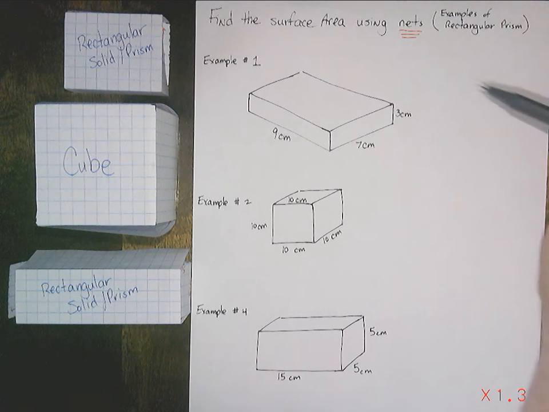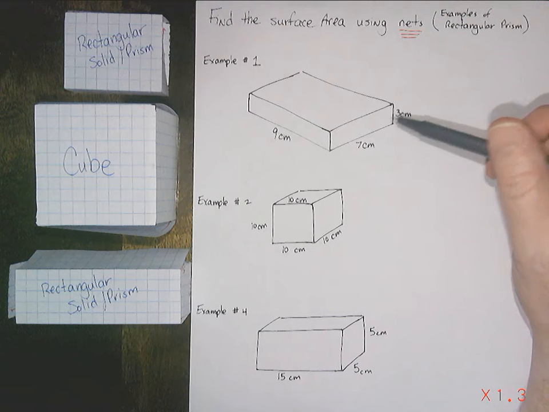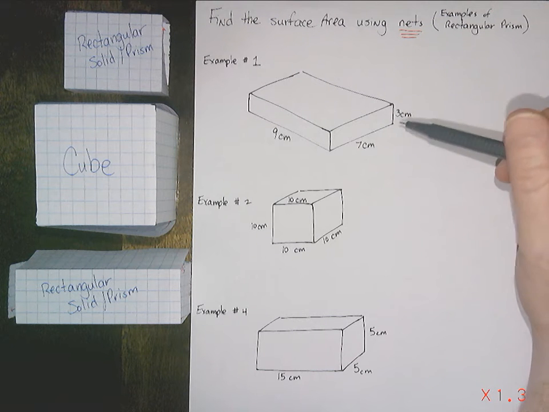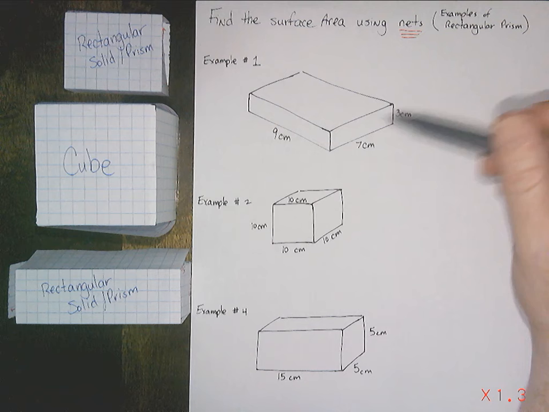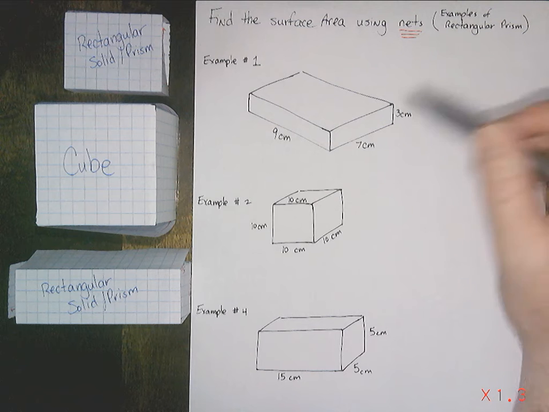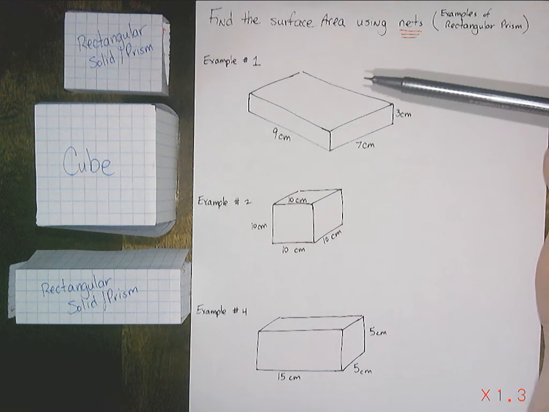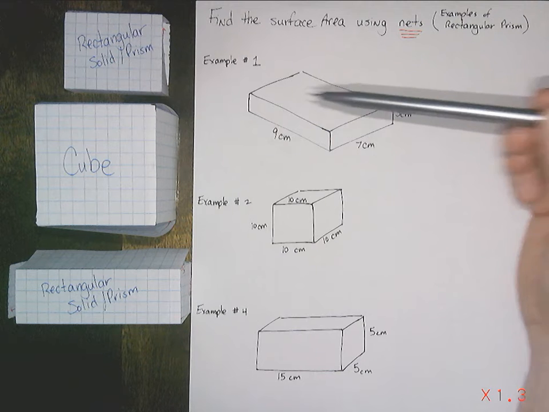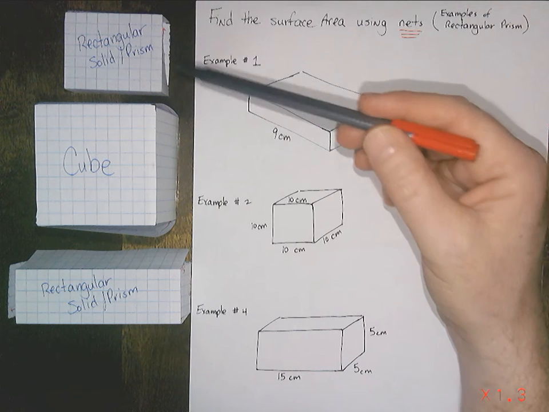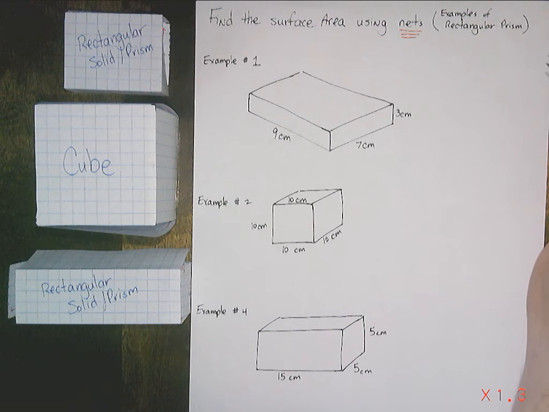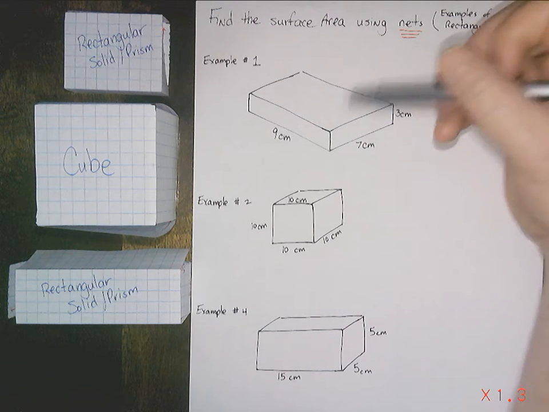So what we're going to do is briefly talk about what the net looks like, how to find the area of each face, and then add them all together. Before we unfurl this one here, basically what I did was I created them separately. And so I'm going to unfold it and show you what the net looks like unfolded.